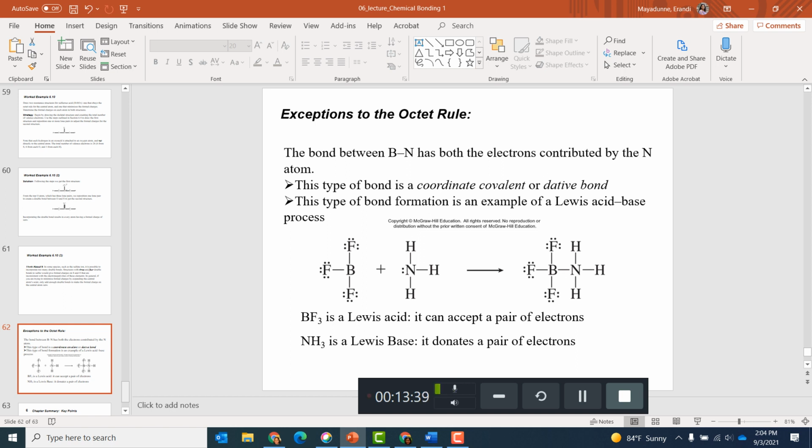Always follow the rules: identify the center atom, calculate the valence electrons, and then distribute the valence electrons on the terminals, giving 8 electrons to the terminal atoms. Then come back and look at the central atom. If the central atom does not have 8 electrons, you can make a double bond or a triple bond. And if you have any extra electrons, you can always leave them on the central atom.